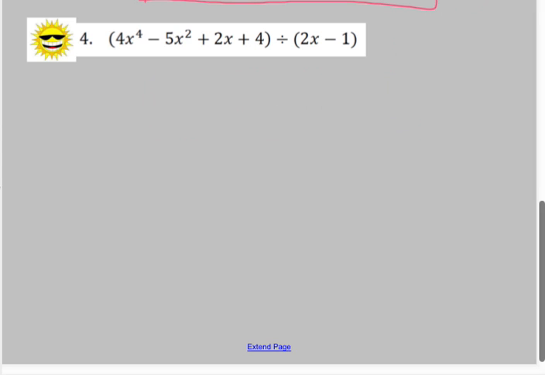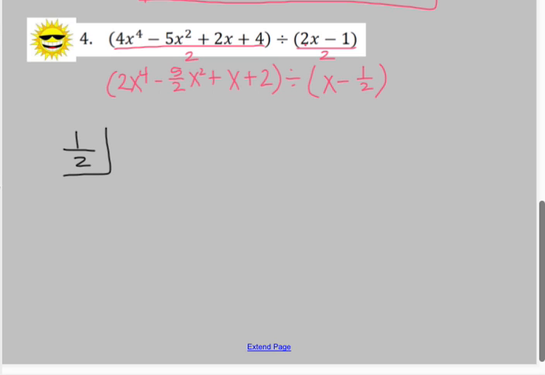Okay, so looking at example 4, same idea. My leading term here, or my value in front of x, is not 1, so I have to divide everything by 2. So I would have 4 divided by 2, so I get 2x to the fourth minus 5 divided by 2, x squared. 2 divided by 2 is 1, so x plus 4 divided by 2, 2. Now I divide by 2 again, so I get x minus 1/2. Now I go ahead and set up my synthetic division. It's going to be the opposite sign, so it's going to be 1/2.